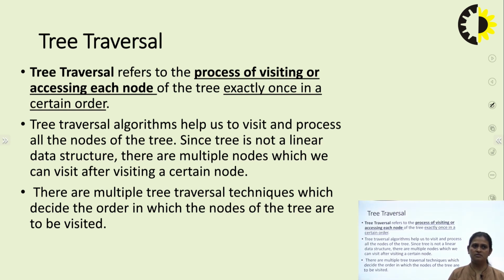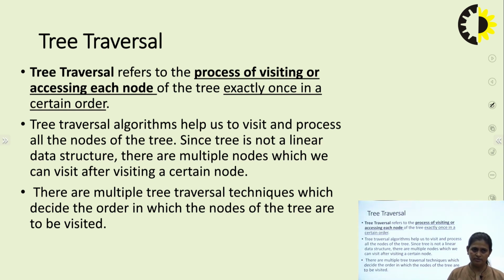Tree traversal refers to the process of visiting or accessing each node of a tree exactly once in a certain order. Tree traversal algorithms help us to visit or process all the nodes of the tree, since a tree is not a linear data structure.